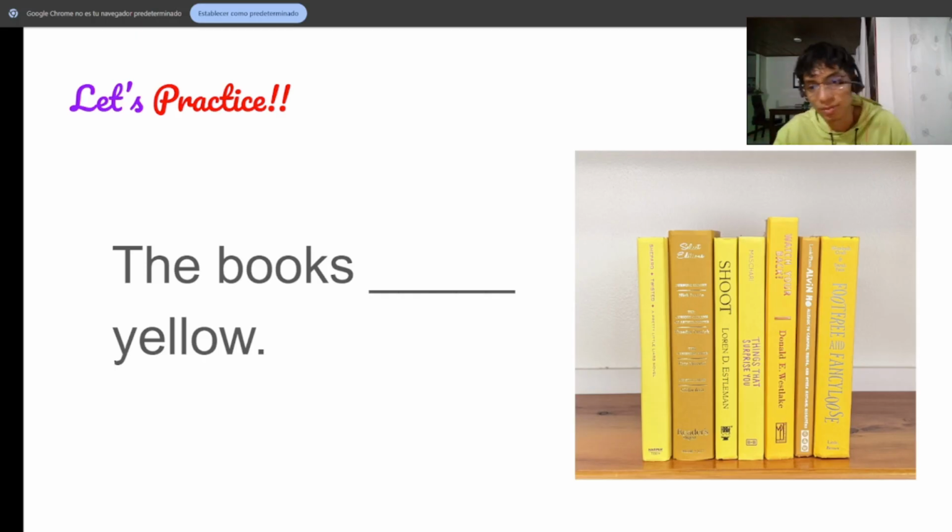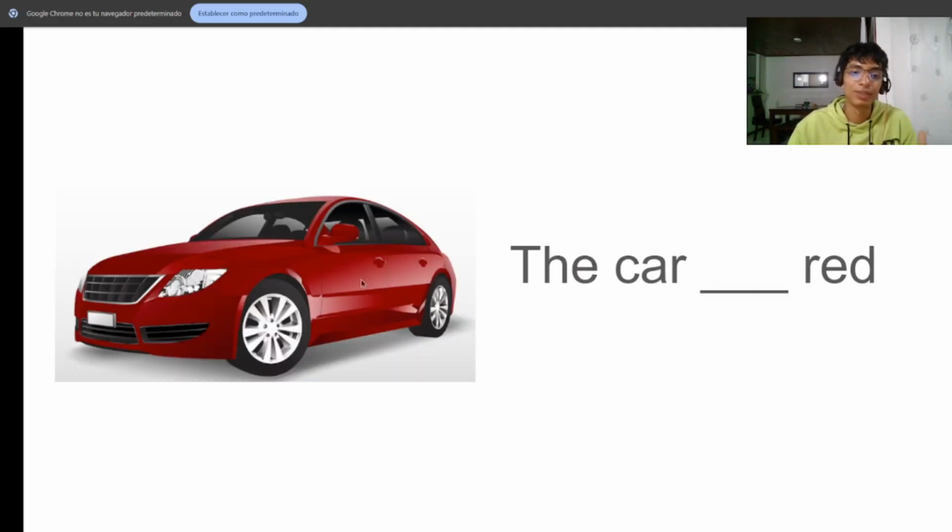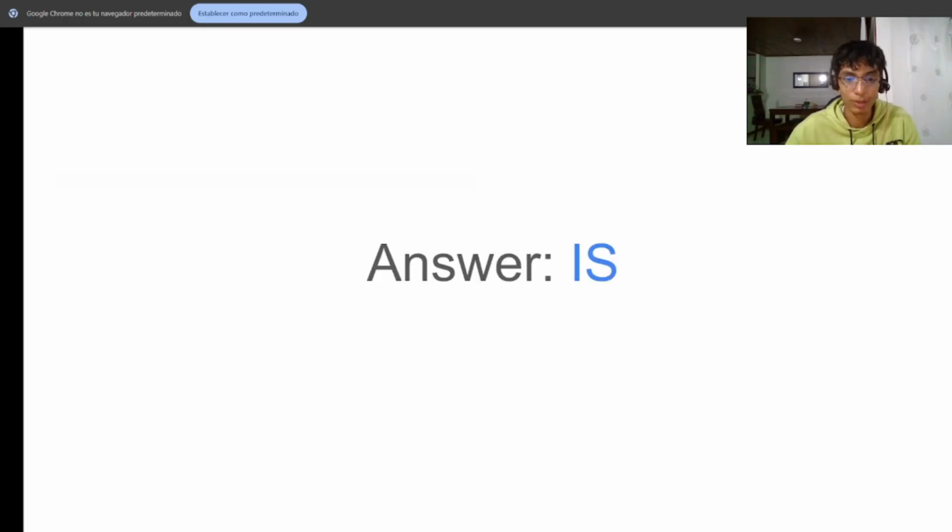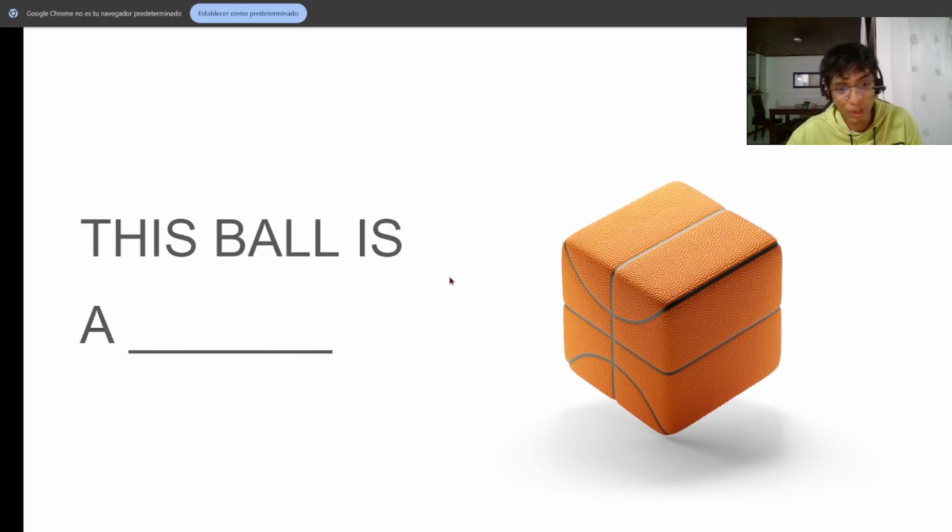So let's practice. Right now, with the rest of these images, we are going to find that in this case, for example, we have multiple books. So can you guess the missing word? In this case, it would be the books are yellow. Yes. Now, the car, as we are talking about only one, the car is red. Correct.